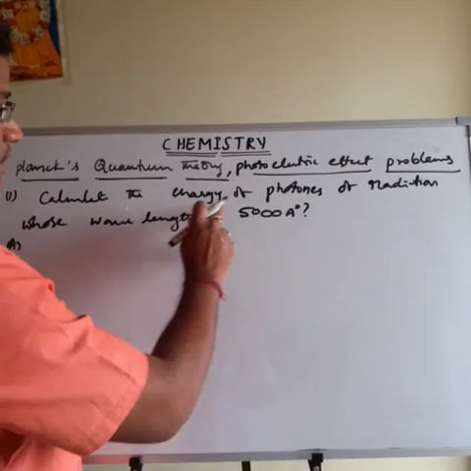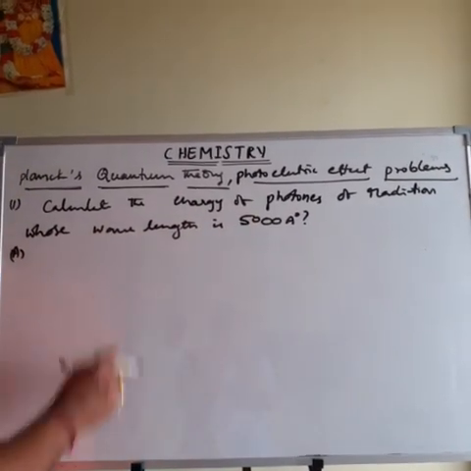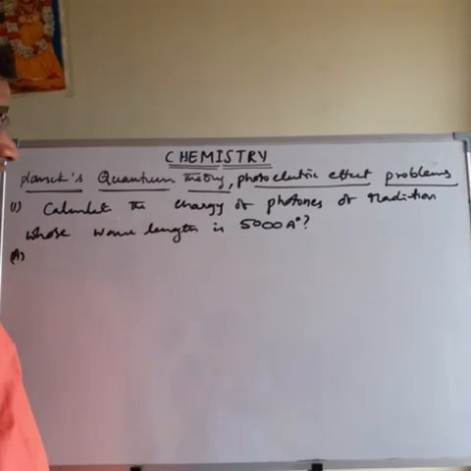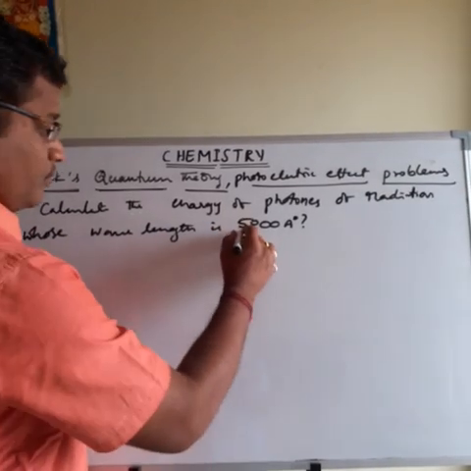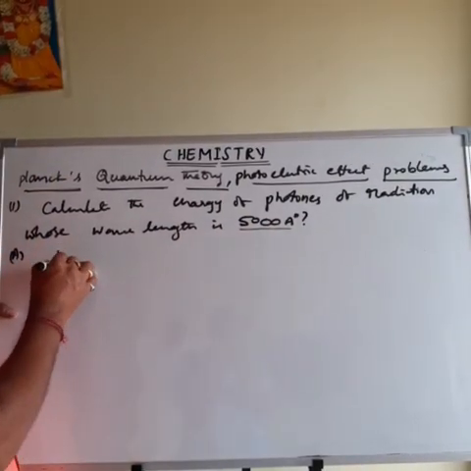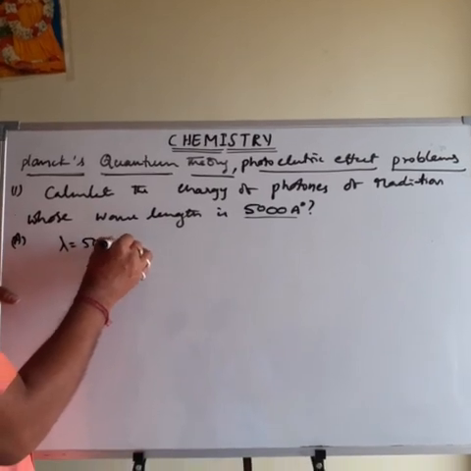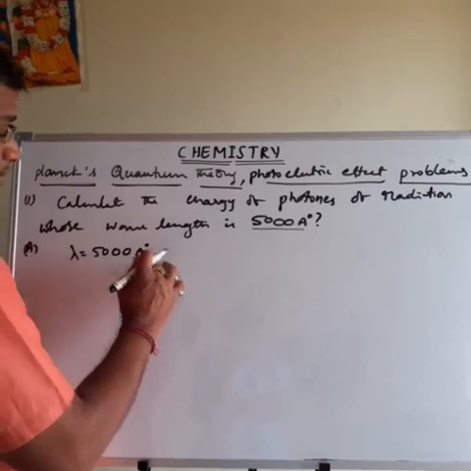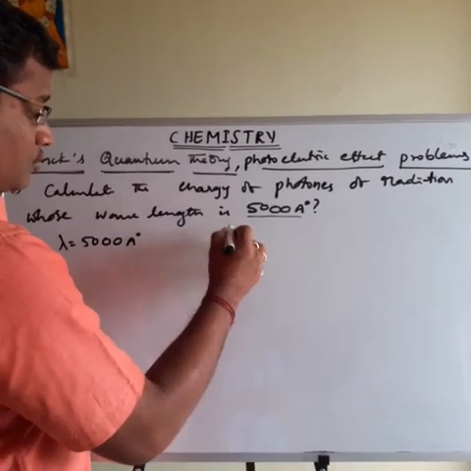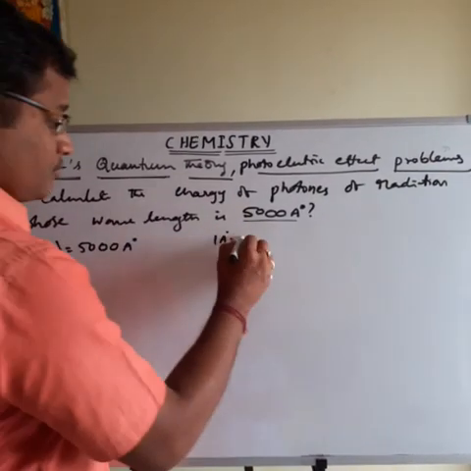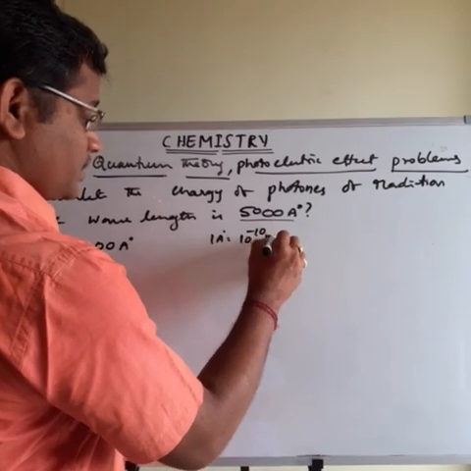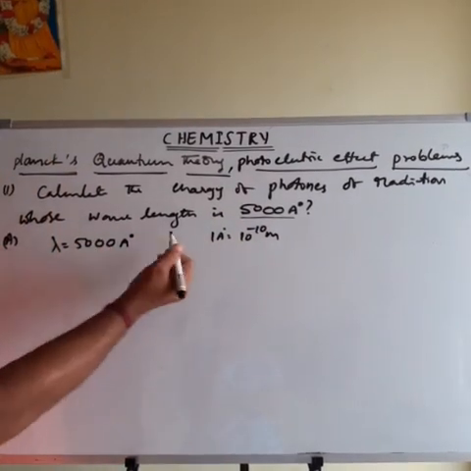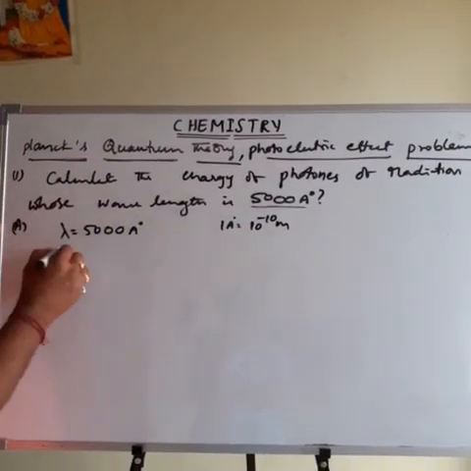Calculate the energy of photons of radiation whose wavelength is 5000 angstroms. Here, what they have given is the wavelength lambda. Lambda is equal to 5000 angstroms. Okay, here one more point: 1 angstrom is equal to how many meters? 1 angstrom is equal to 10 power minus 10 meter. So I have to convert angstroms into meters.